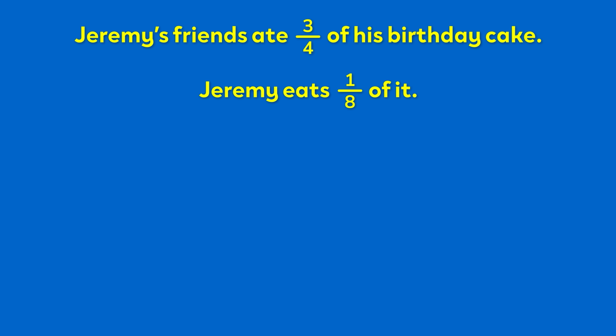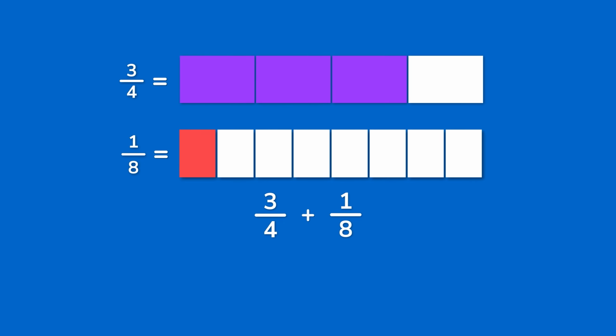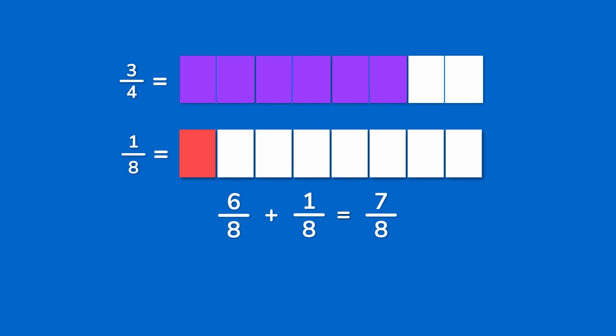But what if the pieces are different sizes? Let's try another problem. Jeremy's friends ate 3/4 of his birthday cake, and Jeremy eats 1/8 of it. How much cake was eaten in total? After we set up the visual again, what do we notice? Well, we can't easily represent the total because the pieces are different sizes. But if we look closer, 2 1/8 pieces fit perfectly into one 1/4 piece. By rewriting 3/4 in eighths, multiplying by 2 over 2, Jeremy's friends still have the same amount of cake, but now the pieces are the same size as Jeremy's. After adding the fractions together, we get 7/8.